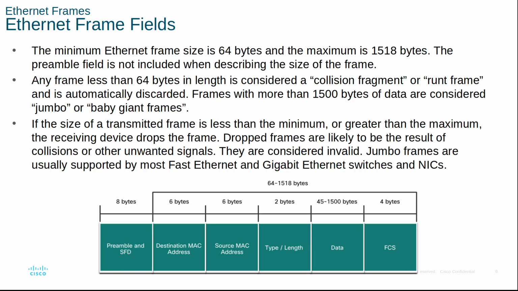Any frame less than 64 bytes is considered a runt frame or a fragment from a collision, and it's automatically discarded. Anything bigger than 1500 bytes are jumbo frames or baby giant frames, and they will also be dropped unless your equipment supports it. So if that size is smaller than the minimum or greater than the maximum, the receiving device just drops it. The only time you're going to see a jumbo frame accepted is if you're using fast Ethernet or gigabit Ethernet, and your configuration supports it.